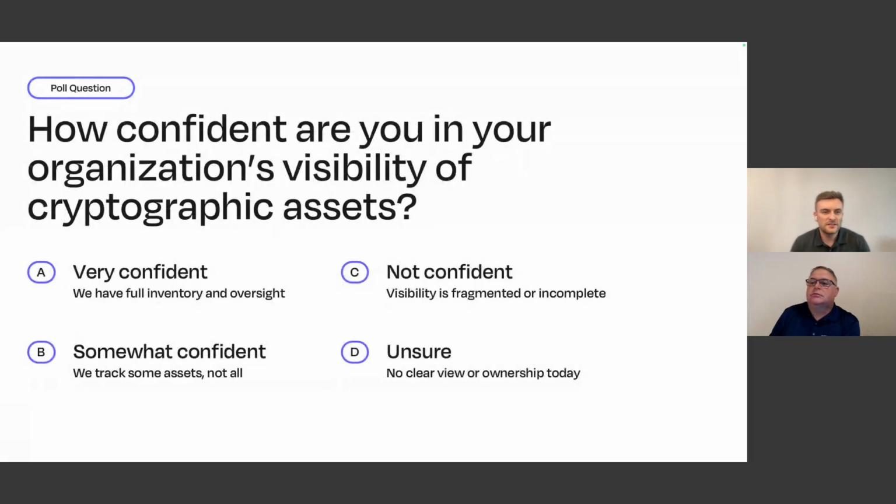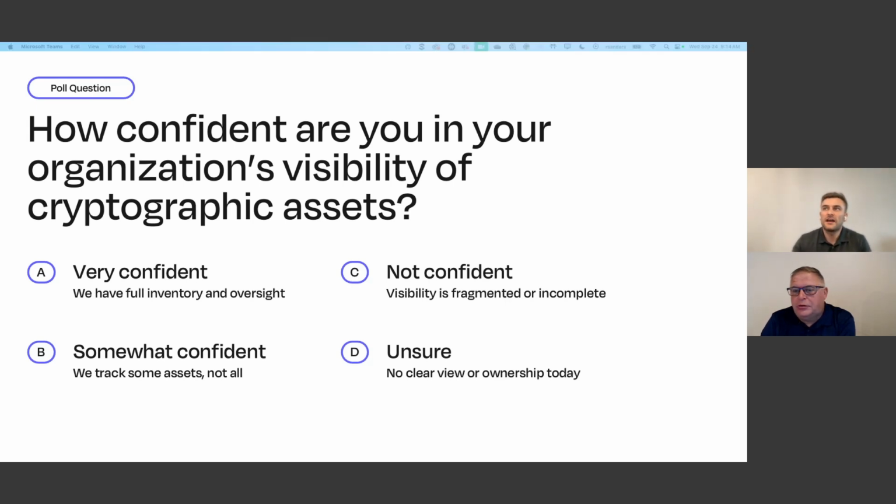So Bessem, our Oz working behind the scenes of this webinar, is going to launch the poll for everyone. Based on the conversation we've had so far, what is your level of confidence in your organization's visibility of cryptographic assets? Maybe you're very confident, you've got a full inventory and oversight. Maybe you're somewhat confident, you keep an inventory of some assets, but not all. Or you're not confident, visibility is fragmented or incomplete. Or lastly, maybe you're just not sure, you don't have a clear picture, there's no clear ownership today. So go ahead and select the option that best reflects your organization's current state.